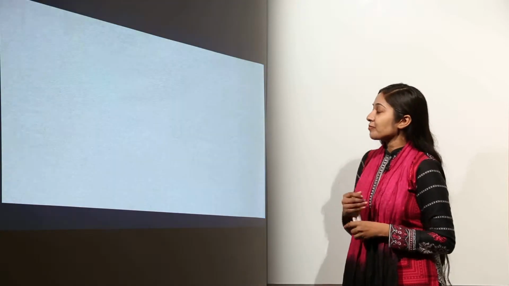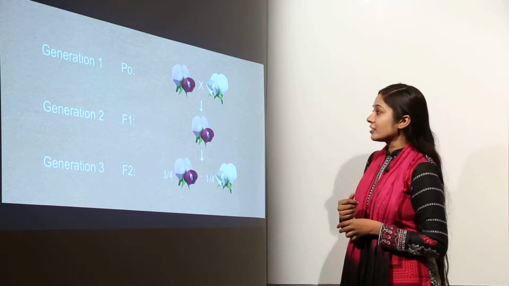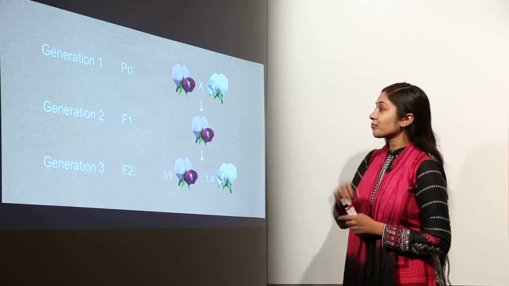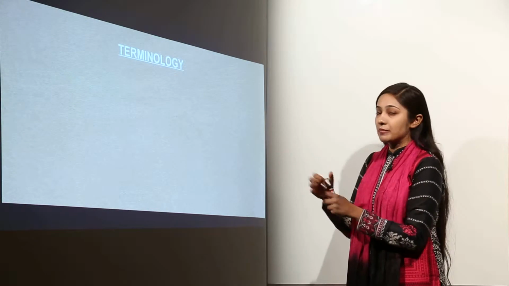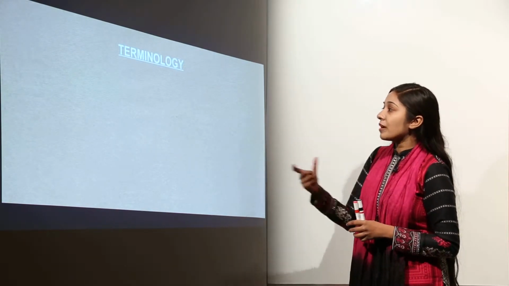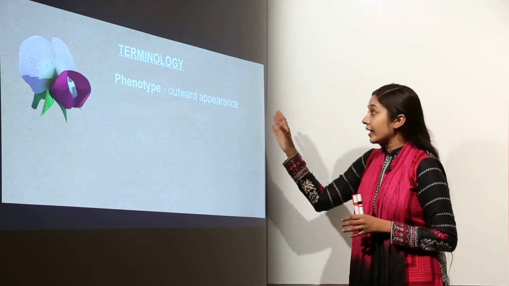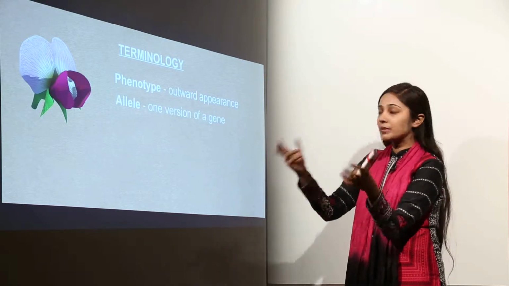When Mendel did experiments, he did his experiments for 3 generations: first generation, second generation and third generation. Let us begin with how Mendel performed his experiments, but before that let's have some terminology. When we talk about the word phenotype, it means the outward appearance. For example, the flower is purple in color, so the phenotype is purple color.